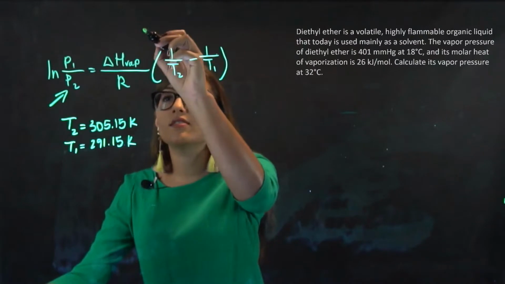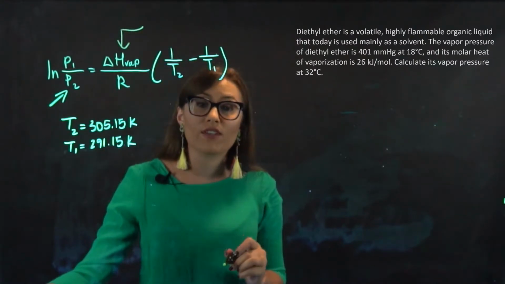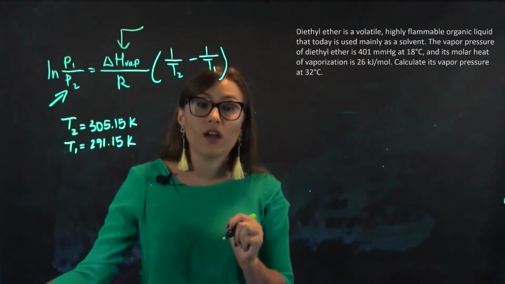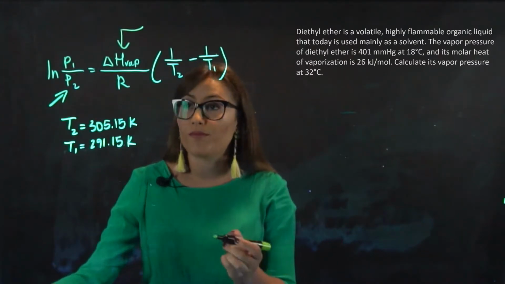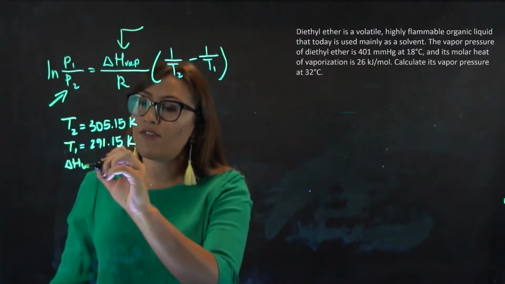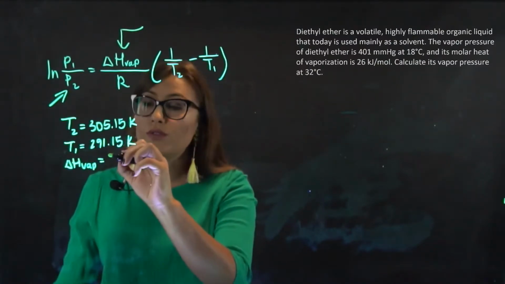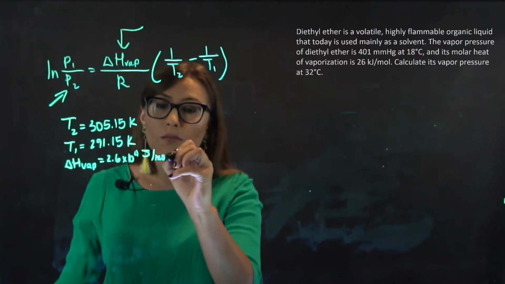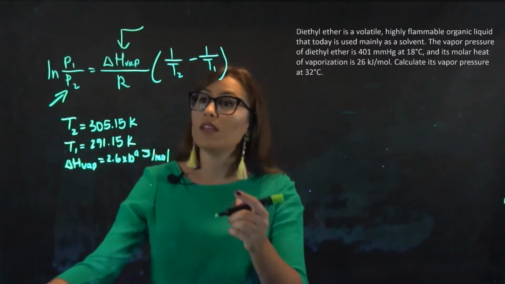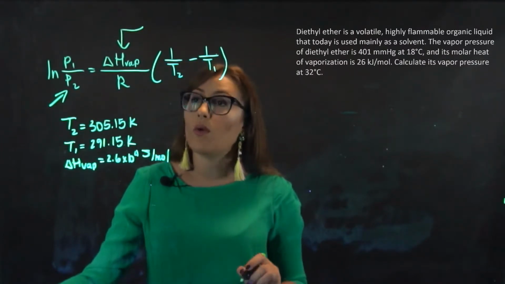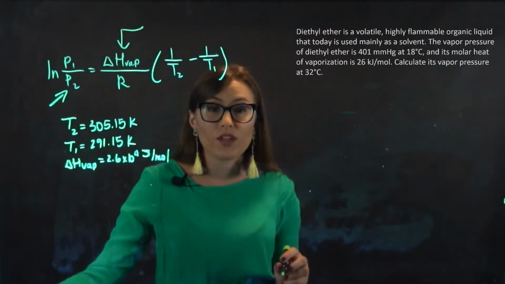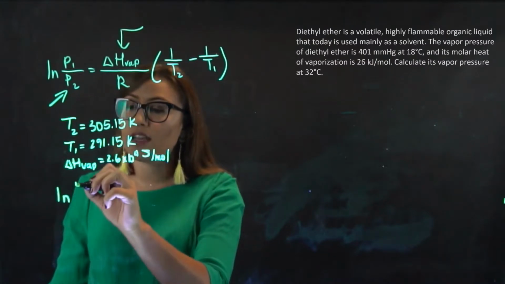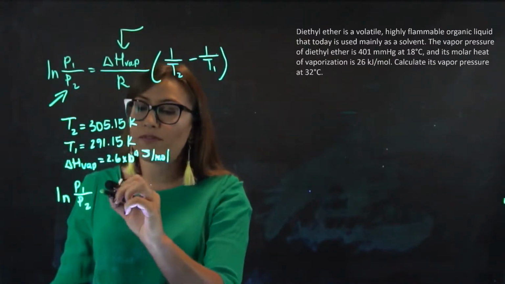Once we do that, the other thing that we have to take note of is to also convert the delta H of vaporization that they gave us to joules per mole. That is because R has units of joule per Kelvin mole. So the delta H of vaporization will be equal to 2.6 times 10 to the 4th joules per mole. Once we've done that, we can then start to plug into the equation and start solving for P2. The very first thing that we have to do is plug everything into the right-hand side of the equation before we simplify further.